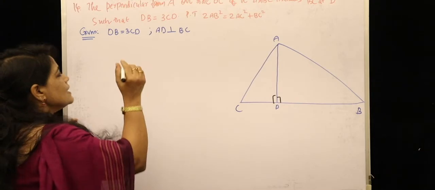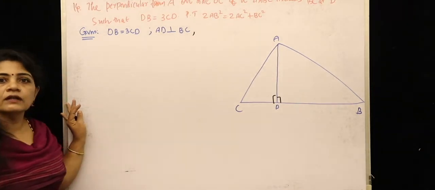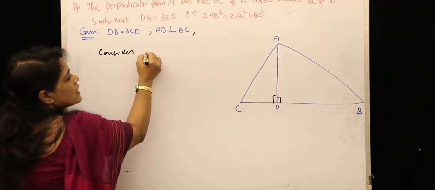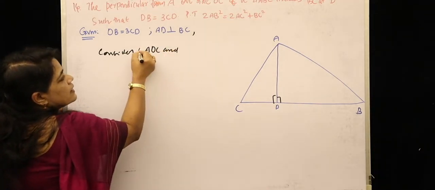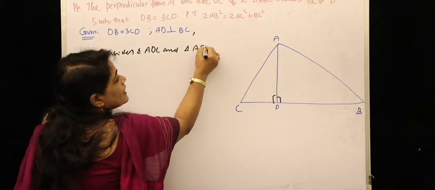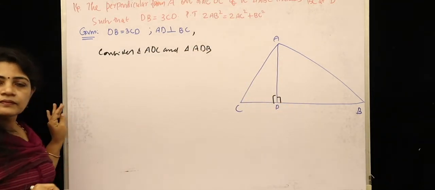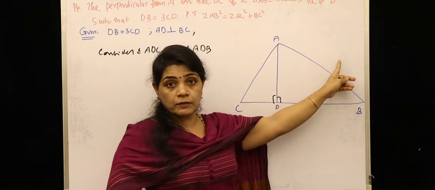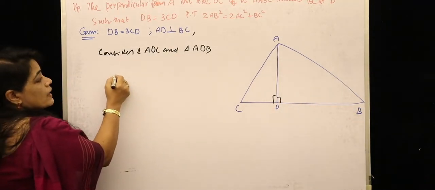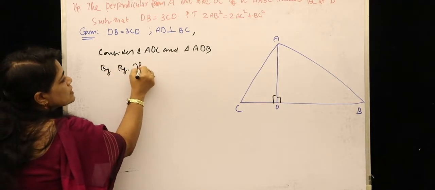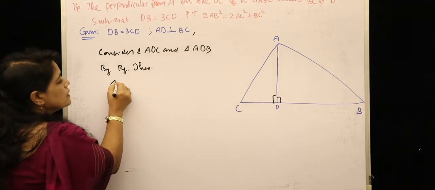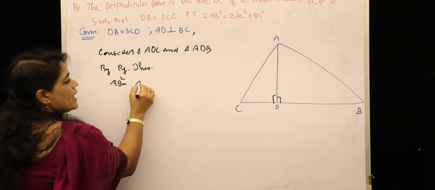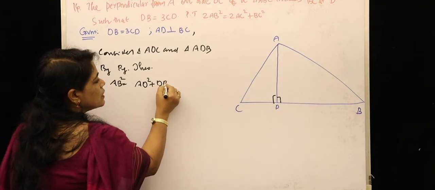Since AD is perpendicular to BC, given, we can consider 2 right triangles: ADC and another right triangle ADB, this triangle and this one. So we can apply the Pythagoras theorem. Here the side opposite to this 90 degree angle, AB, is the hypotenuse. So by Pythagoras theorem, AB square equals the square of the hypotenuse, AD square plus DB square. Let it be equation number 1.